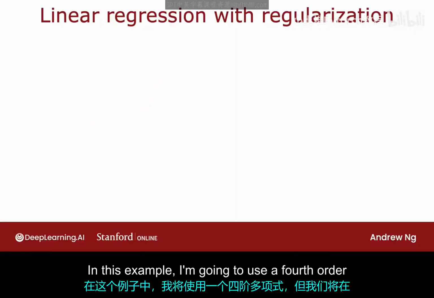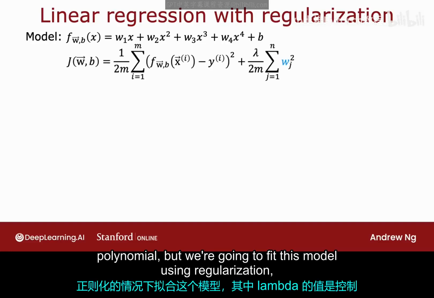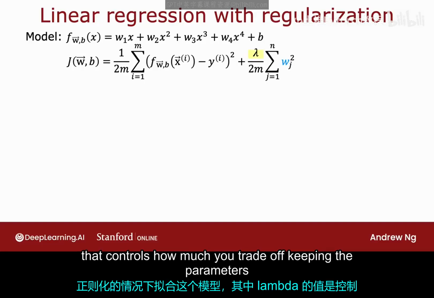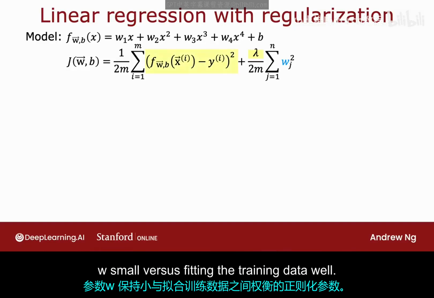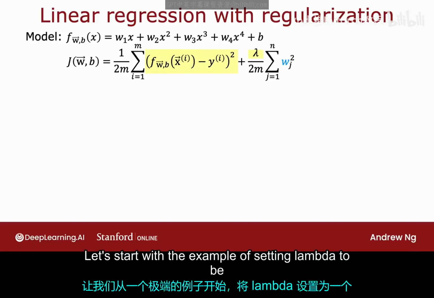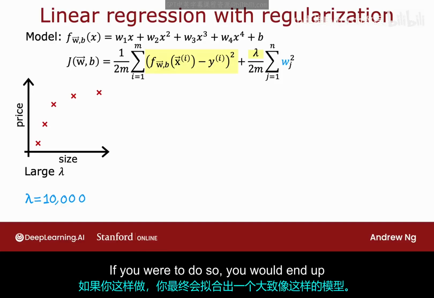Let's take a look. In this example, I'm going to use a fourth order polynomial, but we're going to fit this model using regularization, where the value of lambda is the regularization parameter that controls how much you trade off keeping the parameters W small versus fitting the training data well. Let's start with the example of setting lambda to be a very large value. Say lambda is equal to 10,000. If you were to do so, you would end up fitting a model that looks roughly like this.